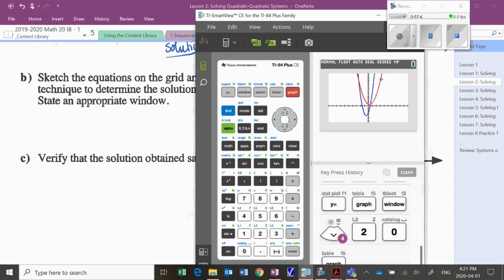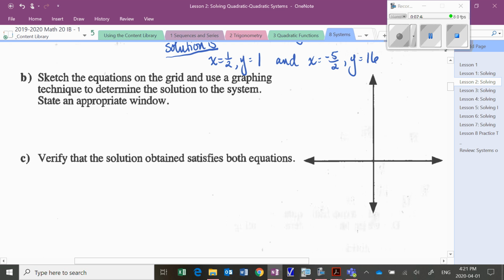So we can just sketch both of those graphs onto our grid then. So for one, we're looking at this guy right here, and then the other one might be something like this then.